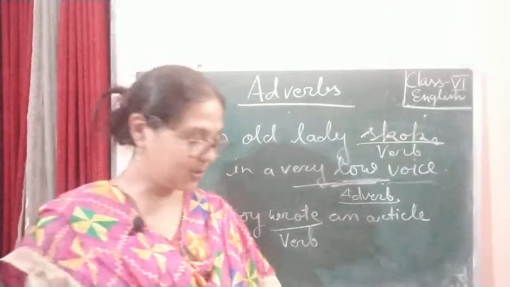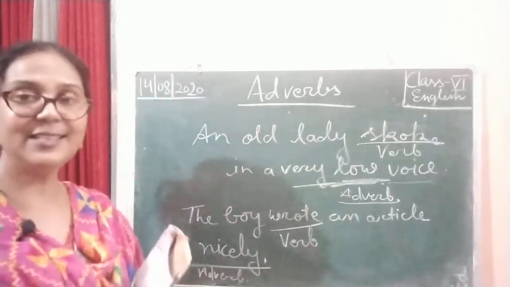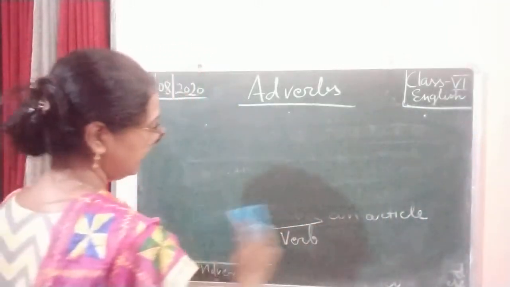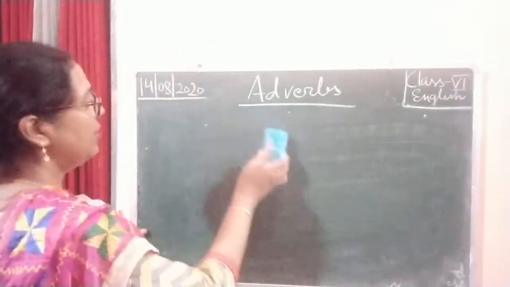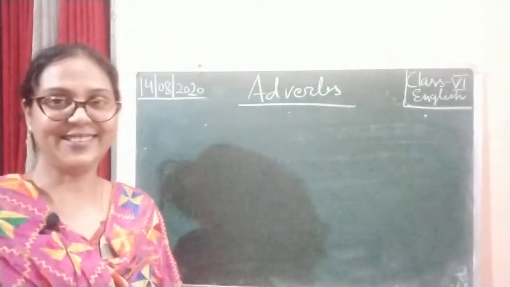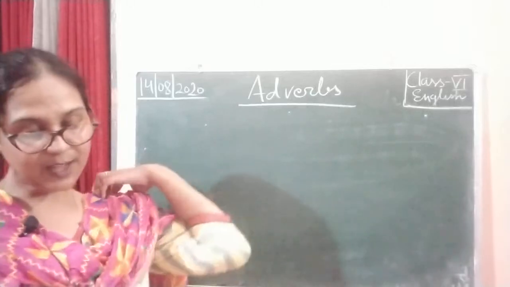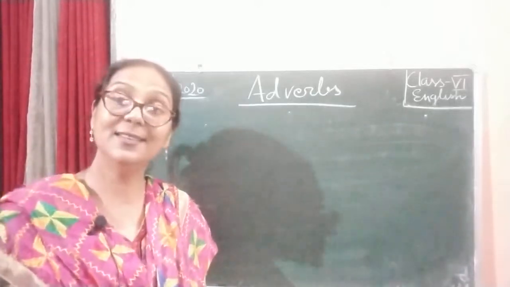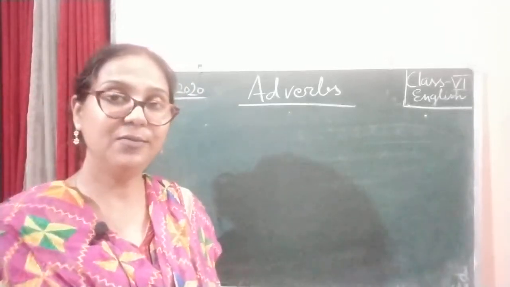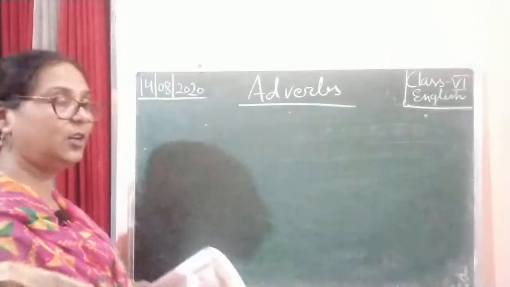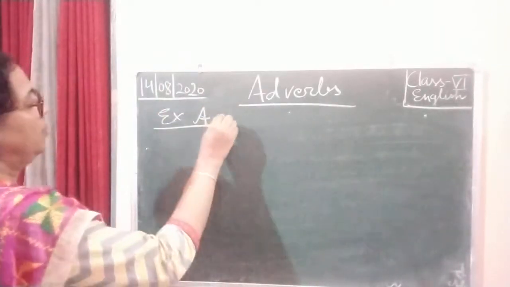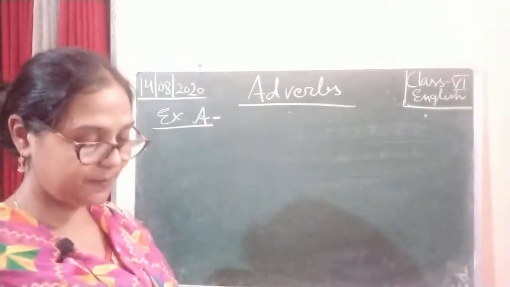Now we are moving to solve an exercise which is based on adverb. Whatever we have learned in the definition of adverb, we are going to practice it. So now, read the following sentences and circle the adverb. This is exercise A and you can find it on page number 93.